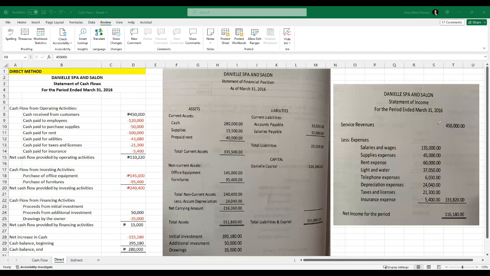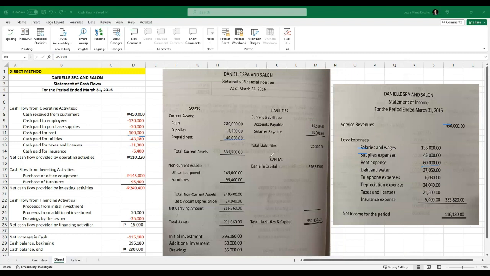Okay na ni. Rent expense, 60,000. Pero atong gibutang diri 100,000, nga naman 60,000 plus na atay prepaid rent na 40,000.